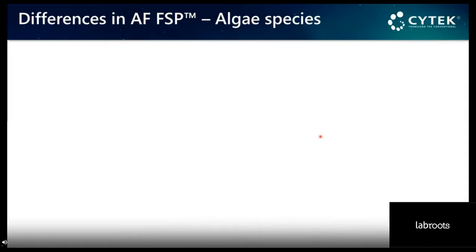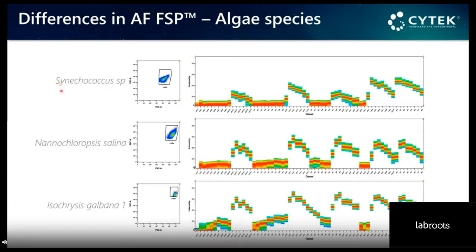And what a cool example. These are algae species, three microalgae of different species: Synechococcus, Nannochloropsis, and Isochrysis. What we are seeing is that without any exogenous dye, any staining in these microalgae, we are seeing emission of light coming from photosynthetic pigments, from accessory pigments like APC and PE, naturally occurring in these species.